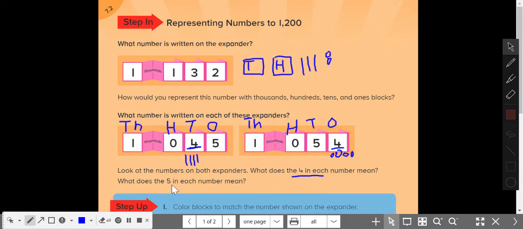Now it says to look at what does the 5 in each number represent. I'm going to switch colors. So my 5 on this one is in the ones place. So I'm going to draw 5 circles. My 5 on this one, this number, is in the tens place. So I will draw 5 tens rods.